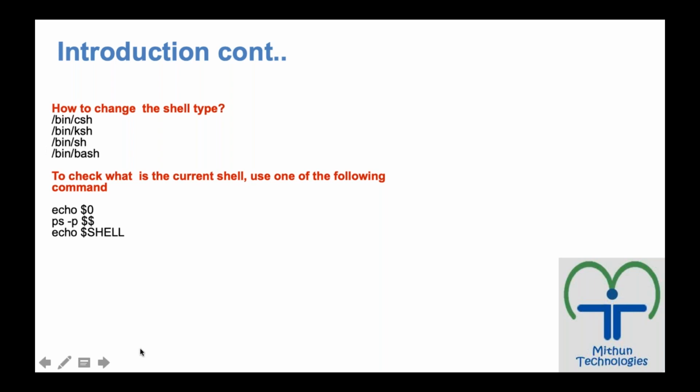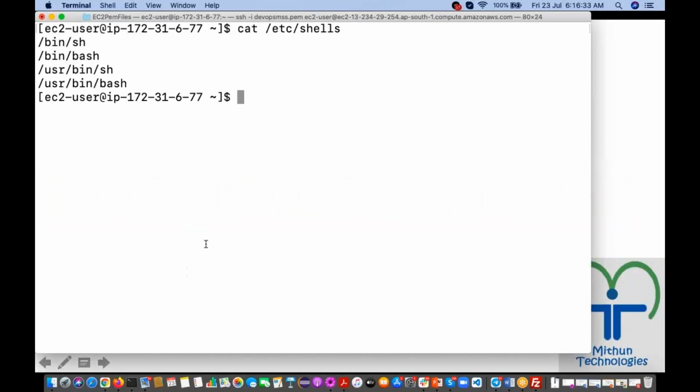/bin/ksh, /bin/sh. Once you execute it, suppose you want to switch to sh, we can execute /bin/sh. Once we execute this command, it is going to switch to sh, right? Later, if you want to come back to bash also, see, now I have executed this command /bin/sh. It is executing, still not switched.